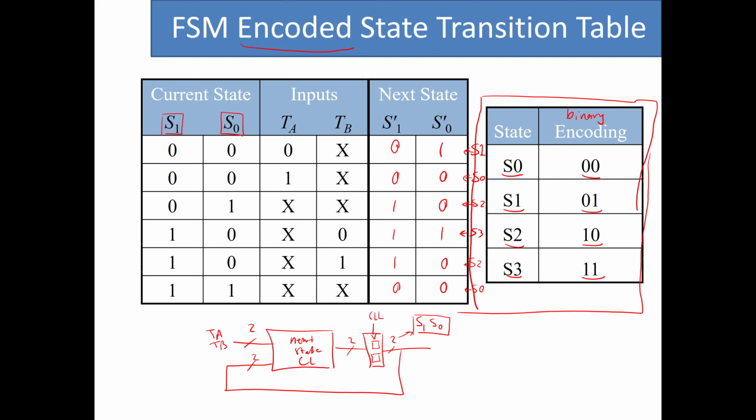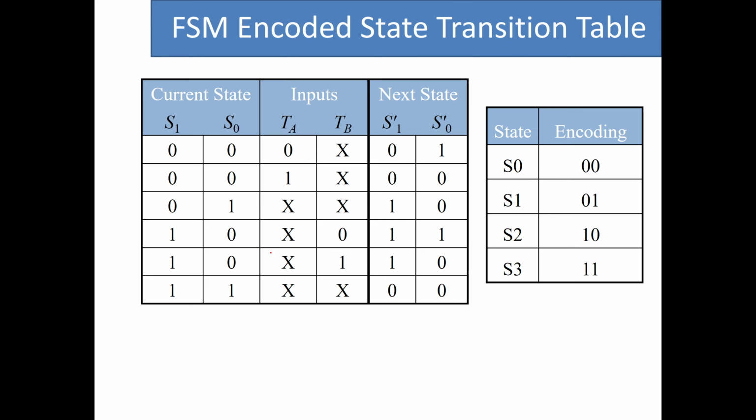So the result of creating this encoded state transition table is basically a truth table that we can now use to come up with the Boolean equations. So if I rewrite it nicely, this is the encoded state transition table. On the left side of this line, we have all the inputs to this next state logic unit, and on the right we have all the outputs. All the inputs include the traffic sensors as well as the current state of the system. All the outputs are the next state of the system.